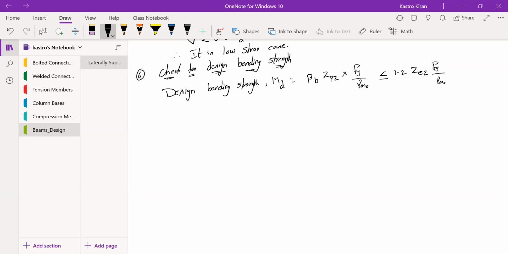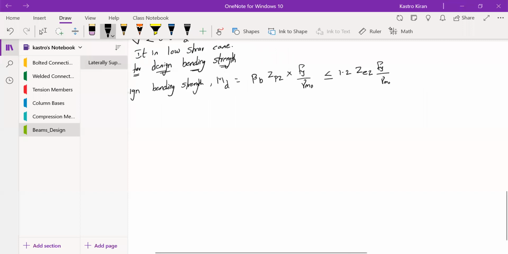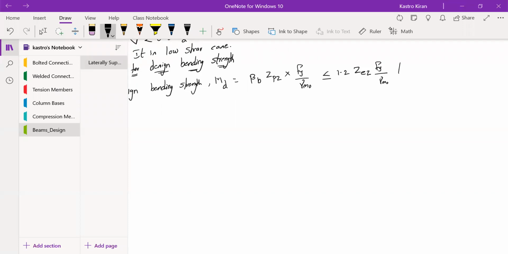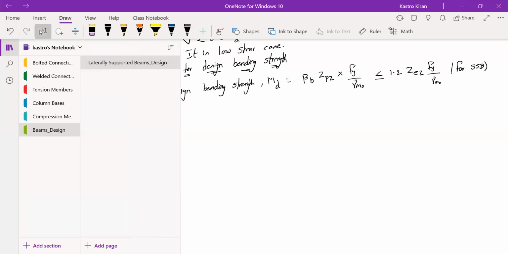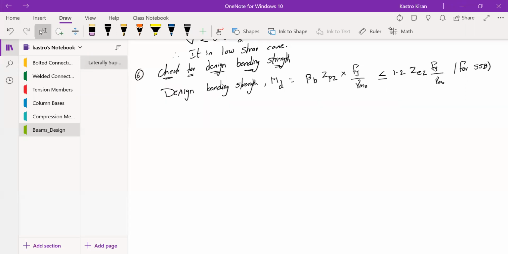So we have discussed this formula. MD equals beta B into ZPZ into Fy by gamma m naught. And this value must be less than 1.2 into ZEZ into Fy by gamma m naught. And this is for simply supported beam. So our beam is a simply supported beam only. Anyways, you need to find out the value of this one. Here you need to worry about the value of beta B.